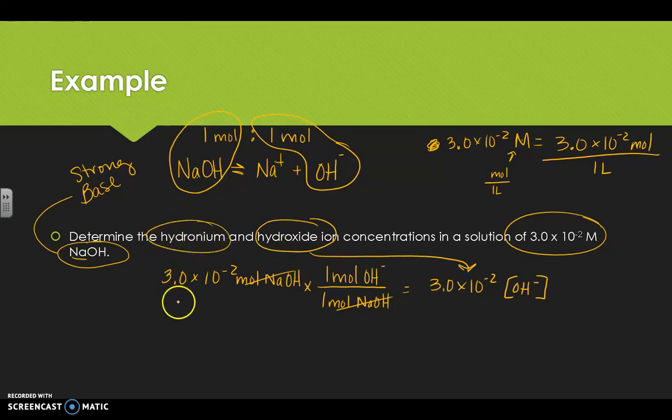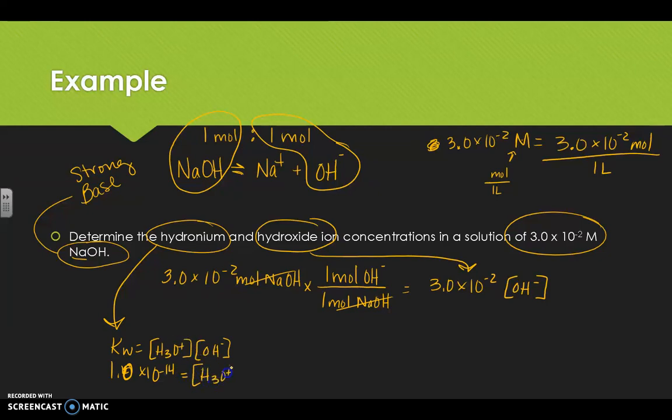Well, I still want to know the hydronium ion concentration. So to find that, we would plug it into Kw is equal to hydronium ion concentration times the hydroxide ion concentration. We know that Kw is 1.0 times 10 to the negative 14th. We know that we're looking for our hydronium ion concentration, so we don't have that. And we know that our hydroxide ion concentration is 3.0 times 10 to the negative 2.